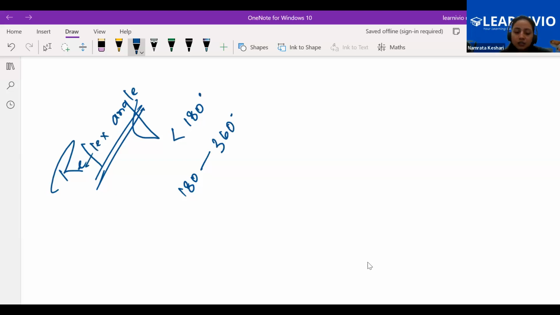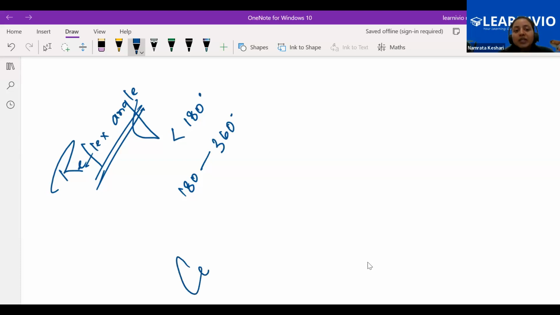Reflex angle. Remaining angles, like acute angle, right angle, obtuse angle, we were already aware of these angles: what is an acute angle, what is a right angle, what is an obtuse angle. We got to know about this reflex angle. The angle which is greater than 180 and less than 360 is called a reflex angle.